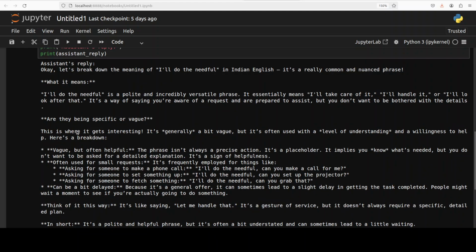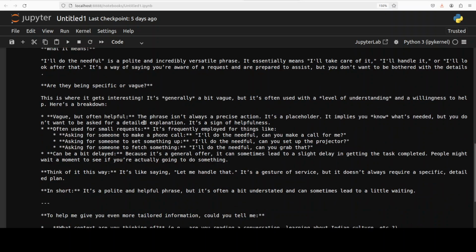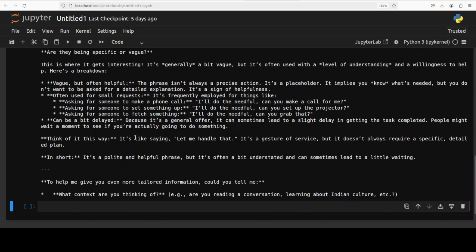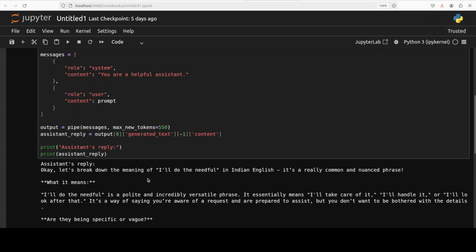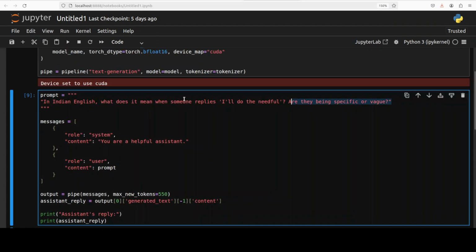That's true. And then this is where it gets interesting. It's generally a bit vague, but it's often used with a level of understanding and a willingness to help. Here is a breakdown. So it is breaking it down. I'm also observing some touches of reasoning, as if it has really done some reinforcement learning. And then this is going on and on. So, I think very, very quality answer again.